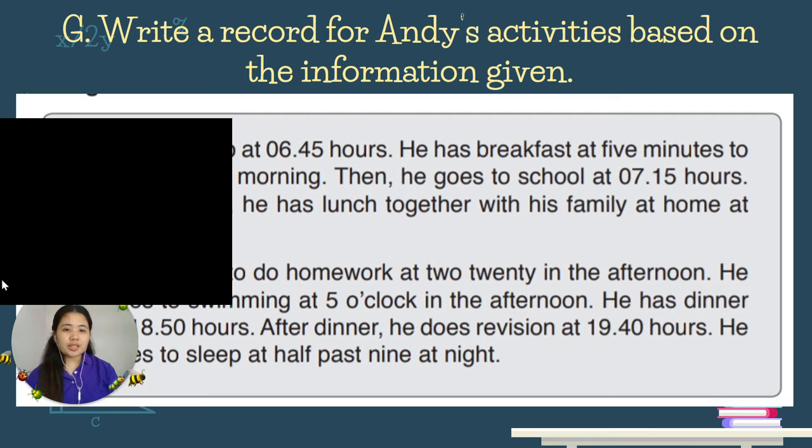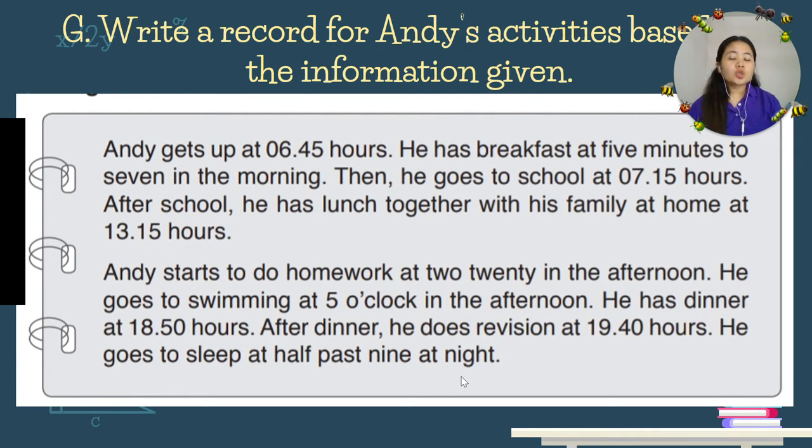Let's read again Andy's activities in the paragraph. Andy gets up at 6:45 hours. He has breakfast at 5 minutes to 7 in the morning. Then he goes to school at 7:15 hours. After school, he has lunch together with his family at home at 13:15 hours. Andy starts to do homework at 2:20 in the afternoon. He goes swimming at 5 o'clock in the afternoon. He has dinner at 18:50 hours. After dinner, he does revision at 19:40 hours. He goes to sleep at 9:30 at night.